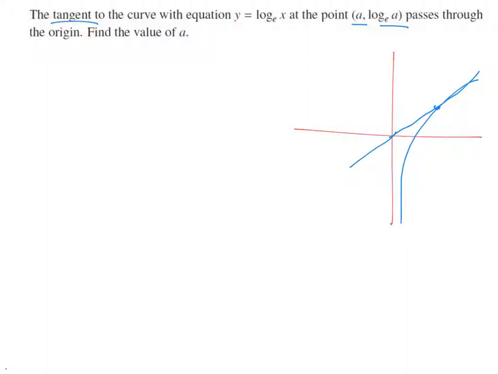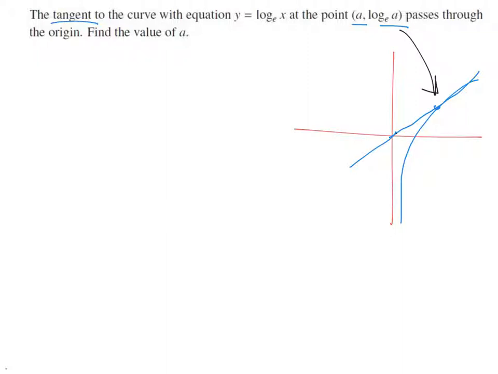So over here, we're at a. Don't know how well I can draw this. Okay, so that's at this set of coordinates there: a, log to the base e of a. And it's passing through the origin here as well.